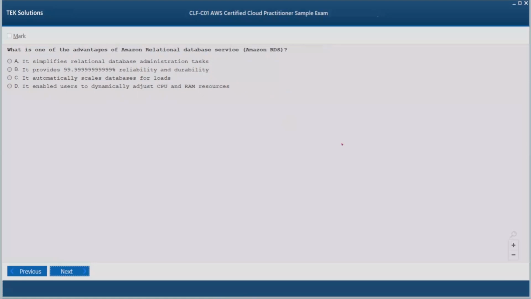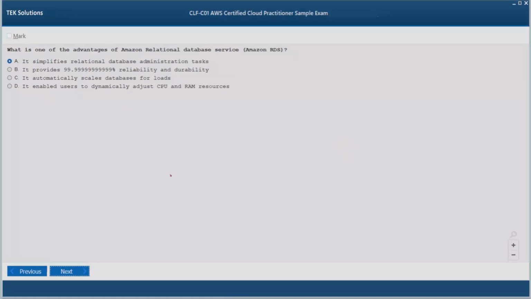Which one is an advantage of Amazon Relational Database Service, Amazon RDS? A. It simplifies relational database administration tasks. B. It provides 99.9 times 9% reliability and durability. C. It automatically scales databases for loads. D. It enables users to automatically adjust CPU and RAM resources. So, advantages of Amazon Relational Database Service. And the answer is option A. It simplifies relational database administration tasks. This is the correct answer.